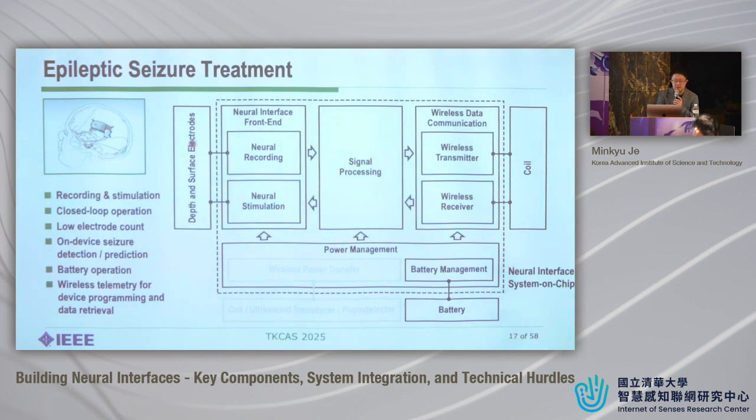And it still utilizes the neural signal information from a low electrode count. And it has quite comprehensive signal processing function for on-device seizure detection or prediction. And it is still based on battery operation. And it utilizes wireless telemetry for device programming and also data retrieval. So whenever there is a seizure event, it records the data inside the device, then that data can be retrieved later on, okay?